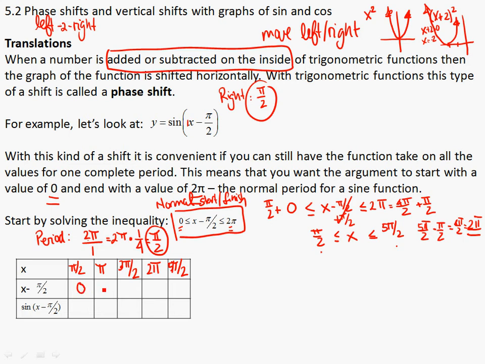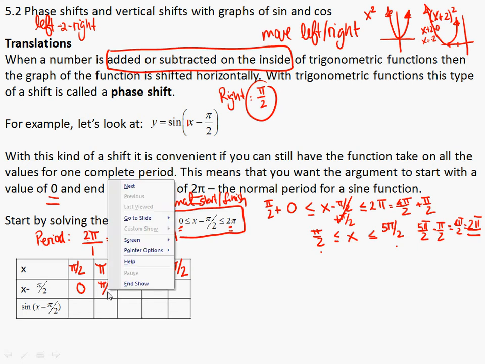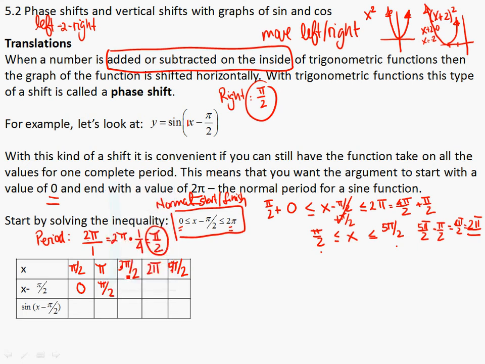Pi minus pi over 2 is? Pi over 2, right? 3 pi over 2 minus 1 pi over 2 is? Pi. 2 pi over 2 minus 1 pi over 2 is? And 5 pi over 2 minus pi over 2 is? 2 pi. Isn't this the normal start to finish for the sine? Okay, well that's what we're after.